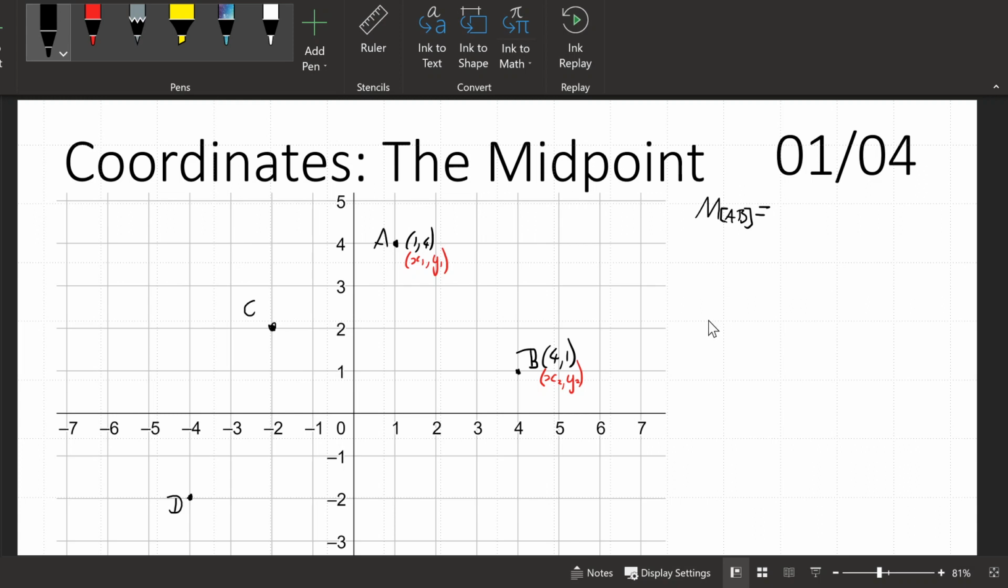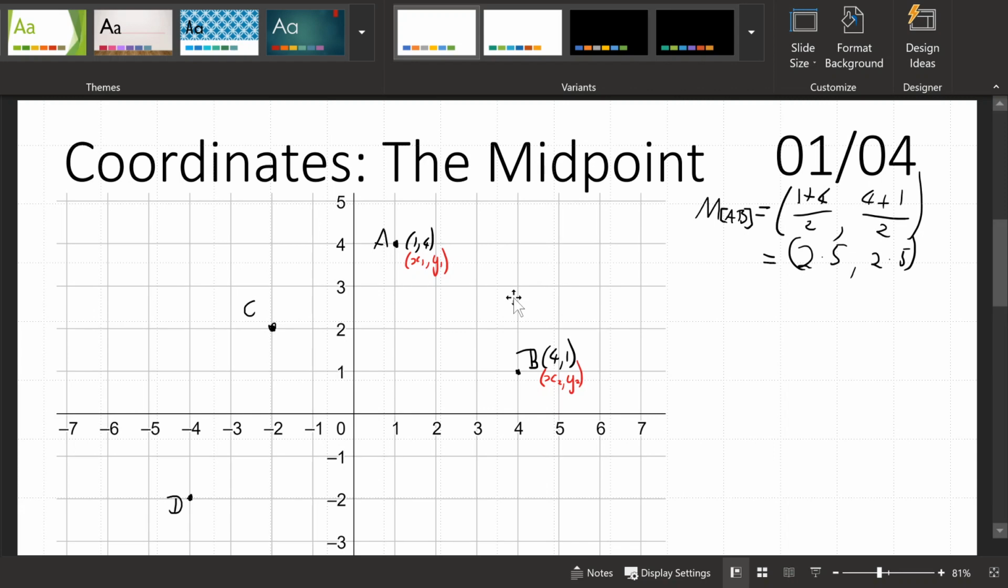finding this midpoint here, okay? So, let's have a look. X1 plus x2, so 1 is our x1, plus x2, 4 is our x2, over 2, and then y1, so that's 4, plus y2, it's 1, over 2, and from that we should get 2.5 in both cases, okay? Now, what do we do when we're dealing with negative numbers here, okay?